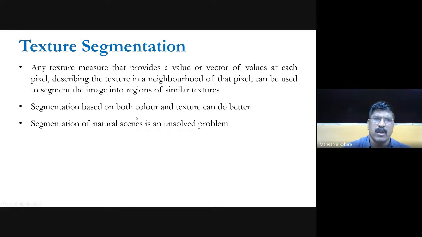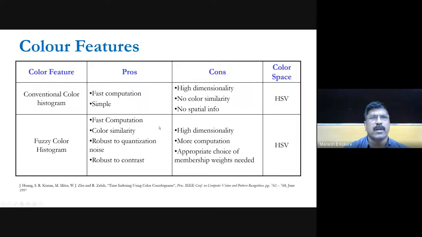So segmentation can be done based on color or texture or by using both, and you can use segmentation of natural scenes and so on, right? Now, the last features which I'm going to talk about today is the color feature.